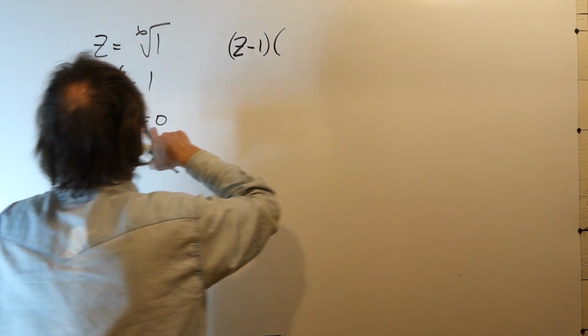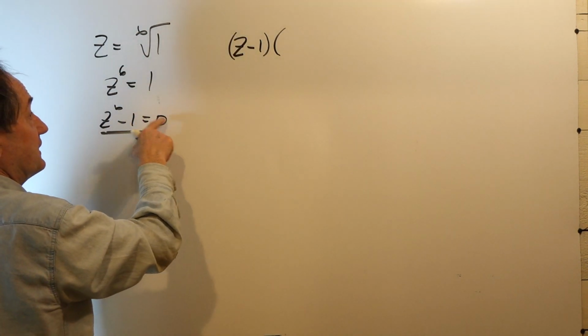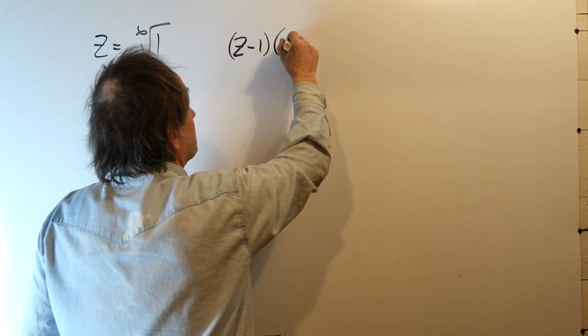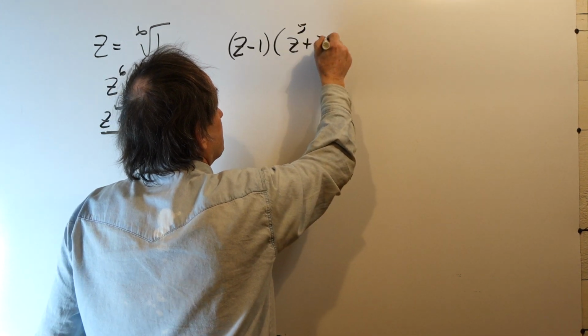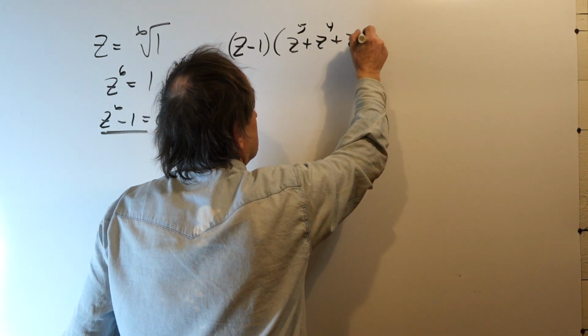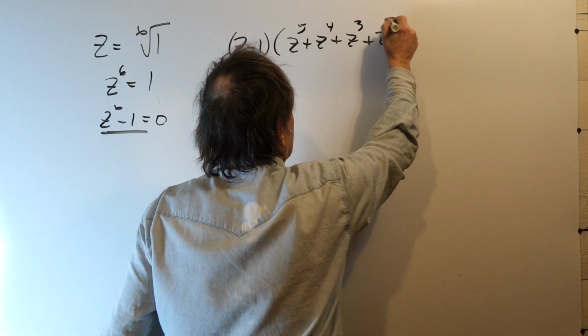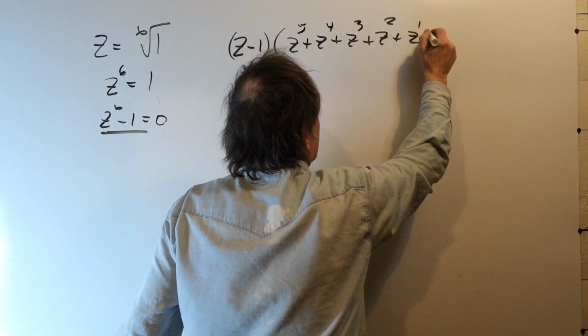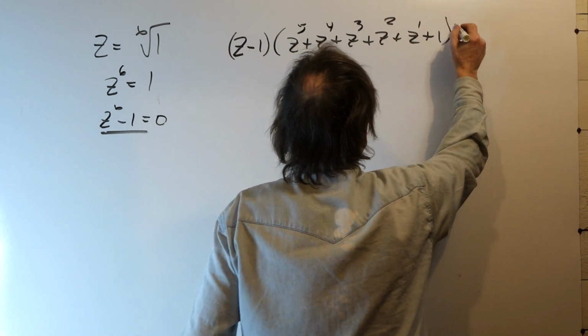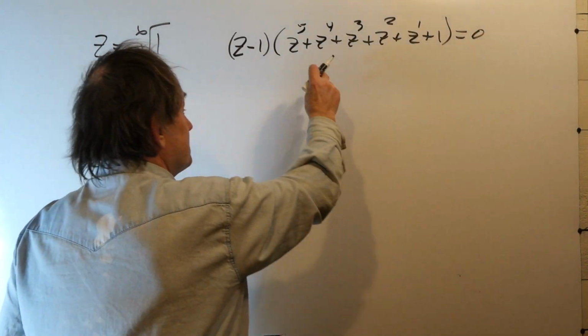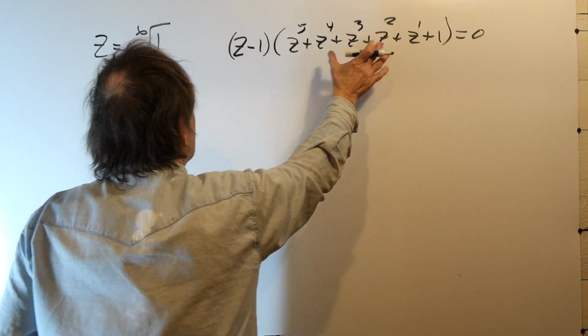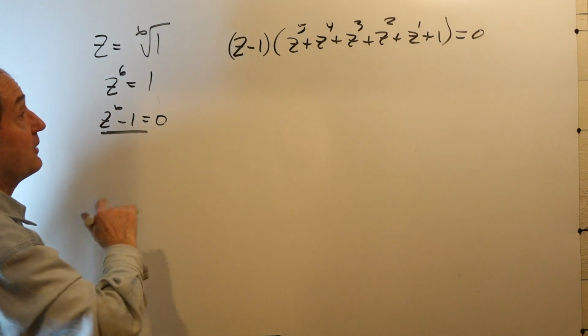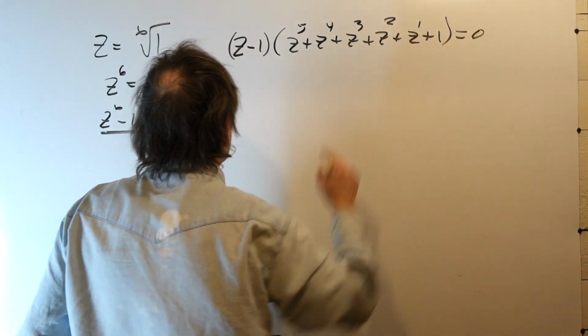So we have z to the 6 minus 1 equals 0, and this can be written as z to the 5th plus z to the 4th plus z to the 3rd plus z squared plus z to the 1st plus 1, and that's equal to 0. This is the depressed equation of 1 degree less than what we started with, and all the coefficients are equal to 1.